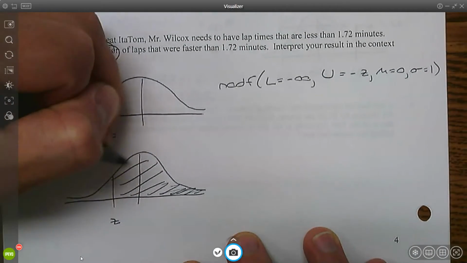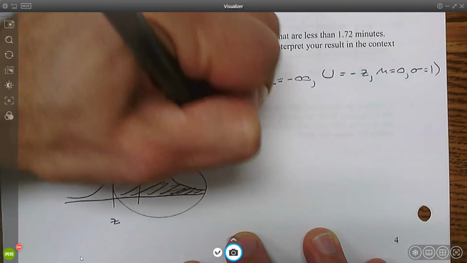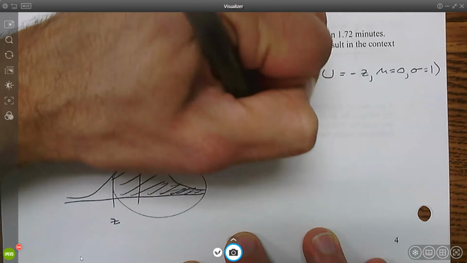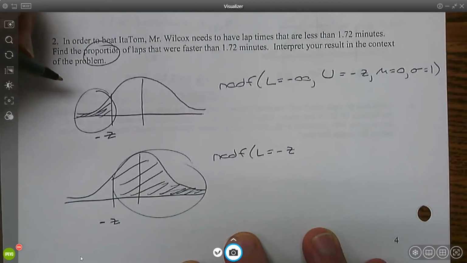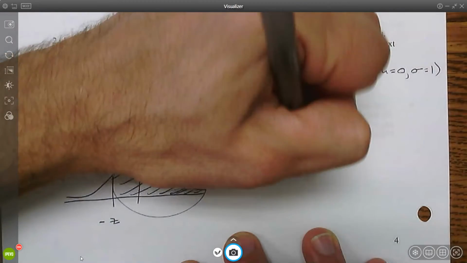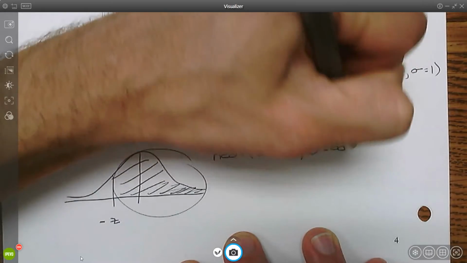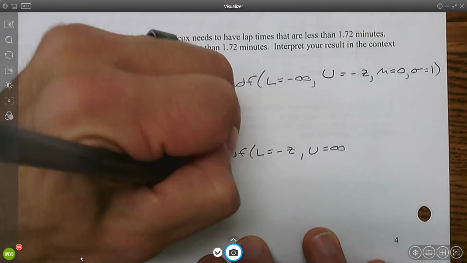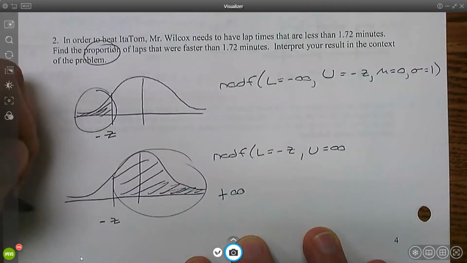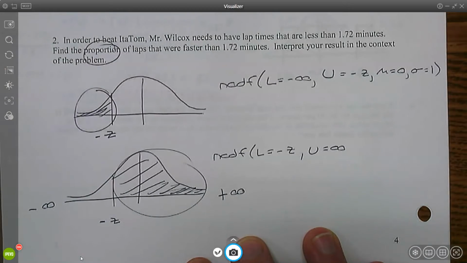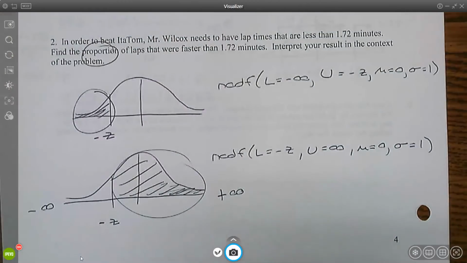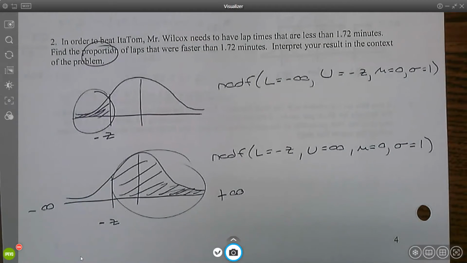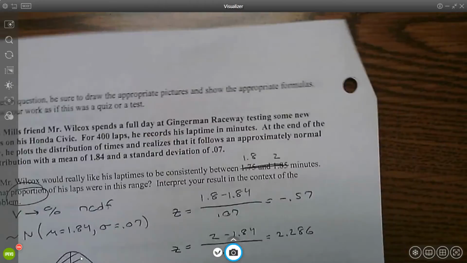Here, if it's the same thing, but you're shading above or to the right for normal CDF, your lower is that z-score, whatever it's going to be, in this case, a negative z-score. And your upper is positive infinity because you're shading to the right. Think about a number line. Positive numbers are to the right, negative numbers are to the left. And then mean, standard deviation are going to stay 0 and 1. So hopefully that's helpful and you can kind of see how those go.